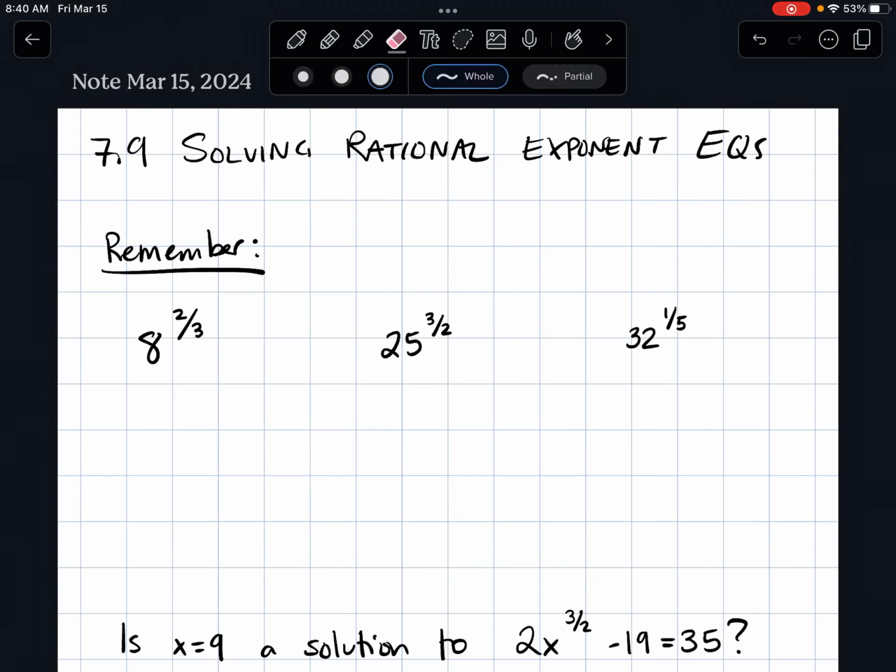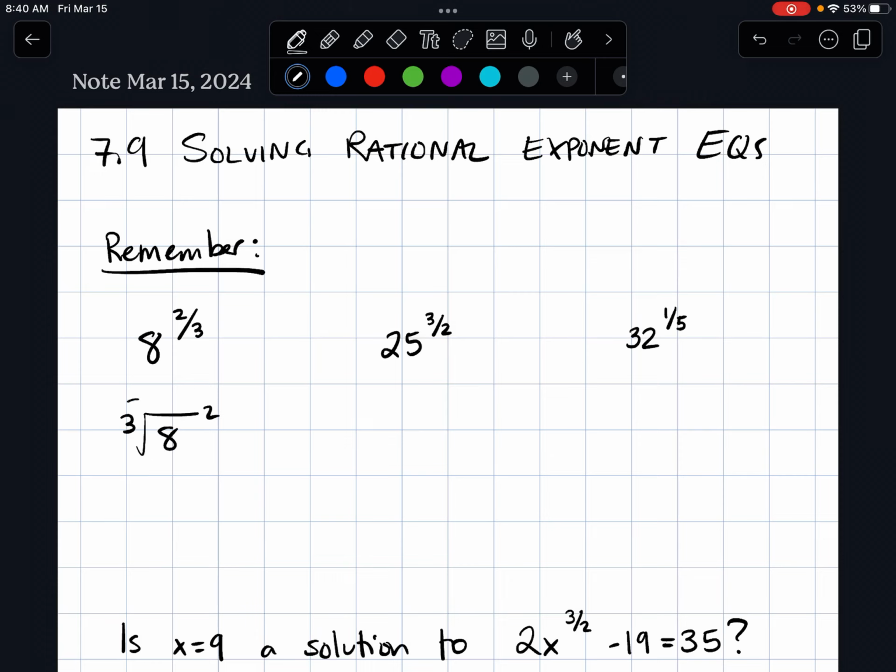Just a reminder before we start is how we can change a rational exponent into a radical. Remember that your denominator is the index of the radical, and the numerator is the exponent that we would raise the base to. So I could rewrite this as the cube root of 8 squared. Now again, it doesn't matter if I put the squared on the outside of the radical or inside the radical. You can do it either way. You can take the cube root first and then square it, or I could square the 8 and then take the cube root. It is up to you, all right? Some ways are easier than others.